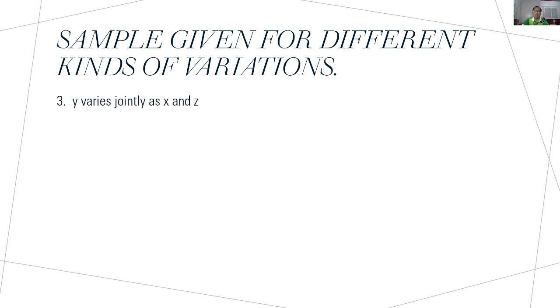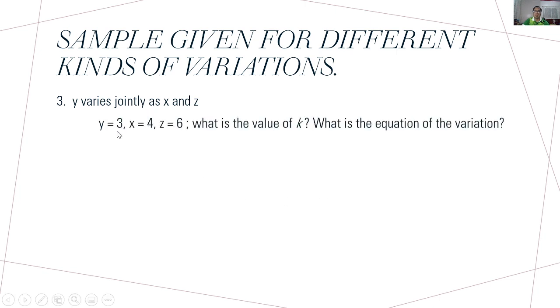Okay, number 3. Y varies jointly as x and z. So again, the given is y is equal to 3, x is equal to 4, z is equal to 6. What is the value of k? What is the equation of the variation? Formula natin, varies jointly. Y. Yung varies, tandaan nyo, kapag ganito ang given sa atin, yung varies will serve as the equal sign. And then, yung susunod dito, yun na po yung malaman natin. Jointly, so magkasama yung x at saka yung z, ayun yung k natin.